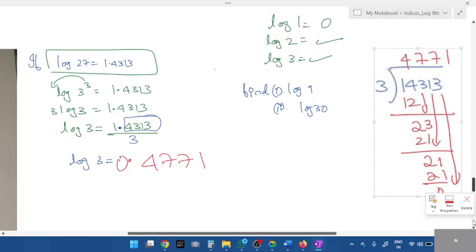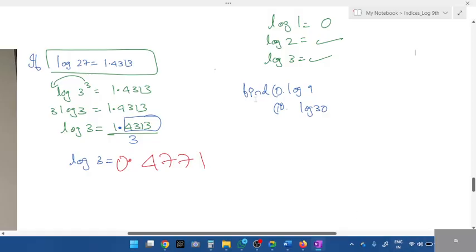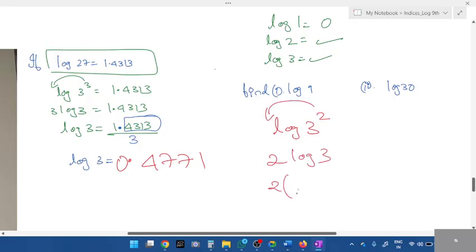How do you convert log 9, students? How do you make it log 3? The only method is to factorize. Factorize log 9. What do you get? This 2 goes to the beginning: 2 log 3. 2 into what is log 3?